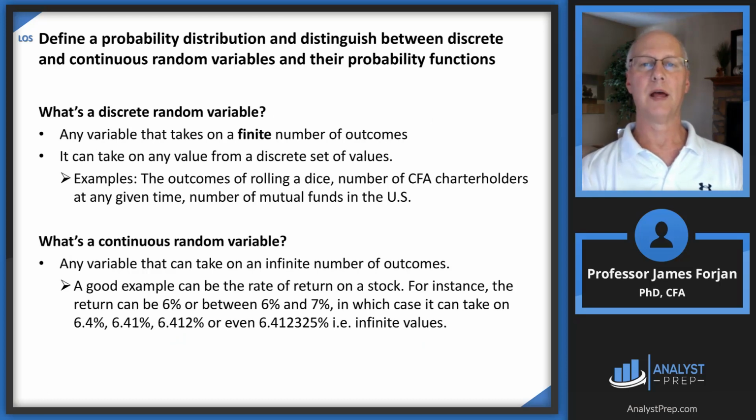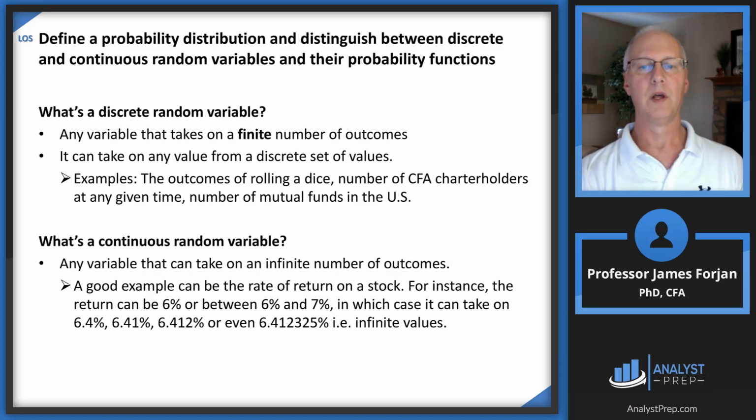Let's take the second part of that LOS, distinguish between discrete and continuous random variables. A discrete random variable takes on a finite number of outcomes. It's an actual number, like rolls of the dice that we just talked about, number of CFA charter holders at any time, number of bond funds in the United States. It's discrete, meaning that you know what that number is and it has some economic meaning.